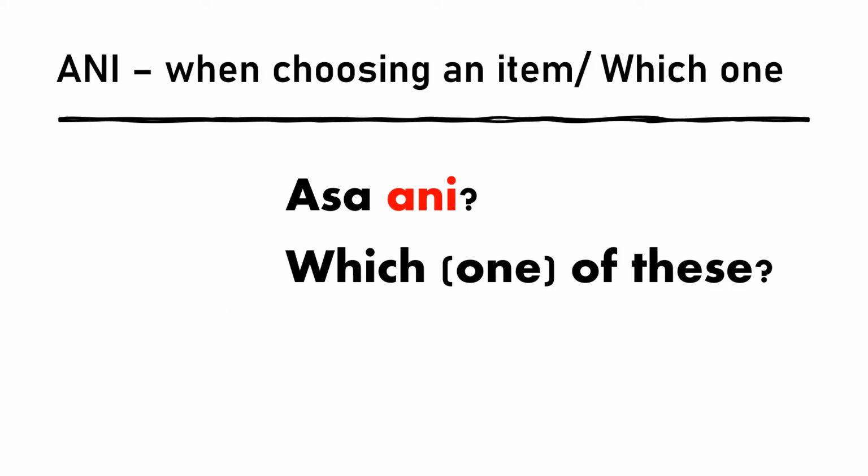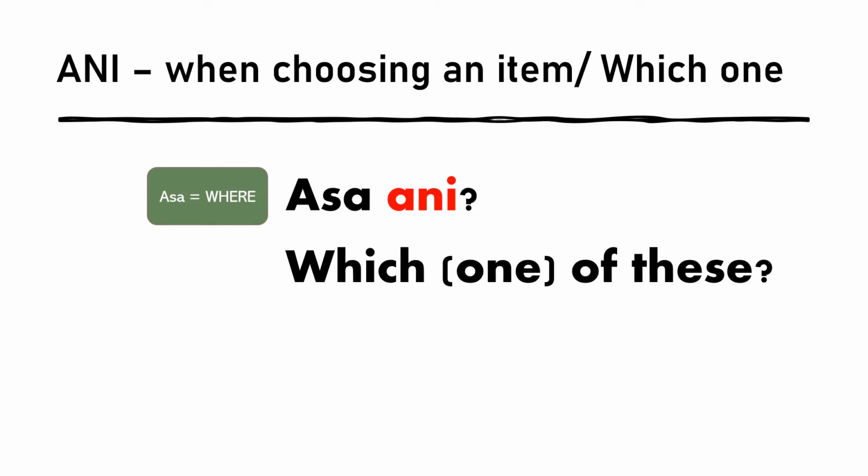Now let's start with ani. So when choosing an item, or if we mean which one, first example is asa ani. Now, if you've studied the WH question, asa means where. But in this case, with the presence of ani, you are actually asking which of these. And you want to choose one. It's like which one of these in front of you. So, asa ani? Okay, which one? Or which of these? Okay?